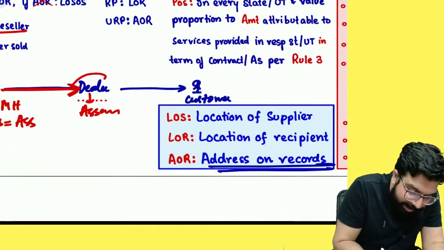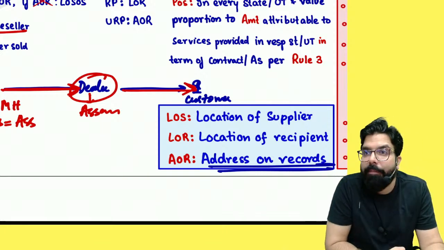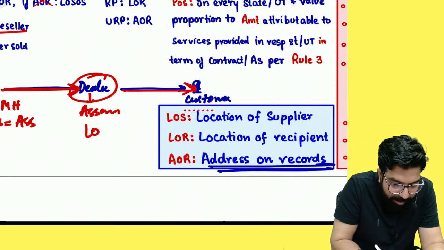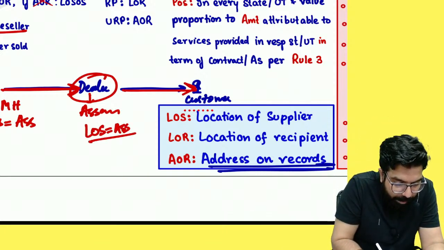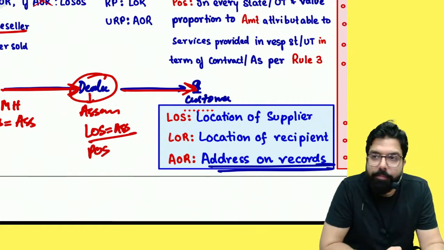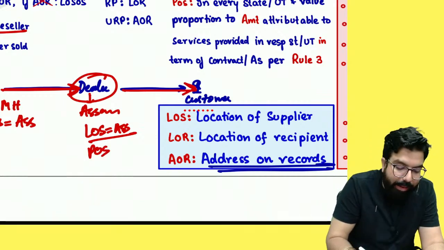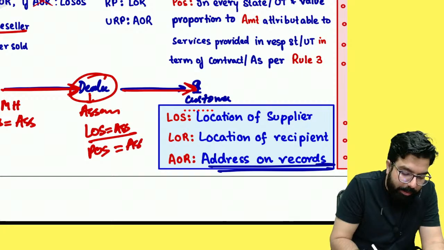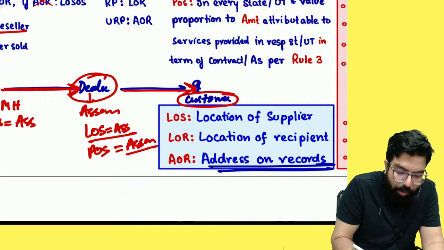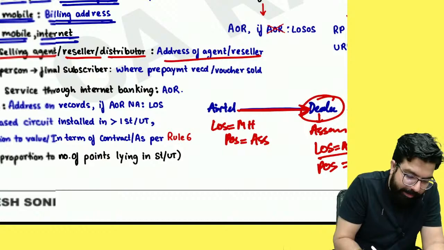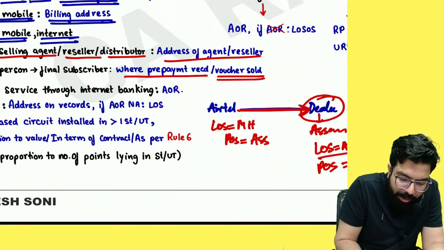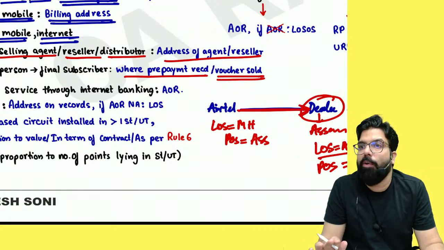Supposedly, now this dealer will also go ahead and sell to the customer. In this scenario, location of supplier is what? What is the place of supply? Where the voucher is sold, that is Assam. Because the voucher is sold to the customer in Assam, it says where the prepayment is received or the voucher is sold. Can I go ahead, everyone?